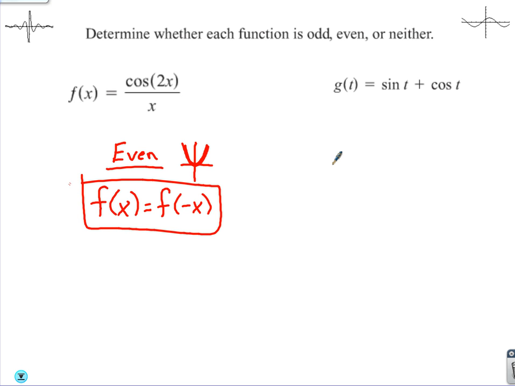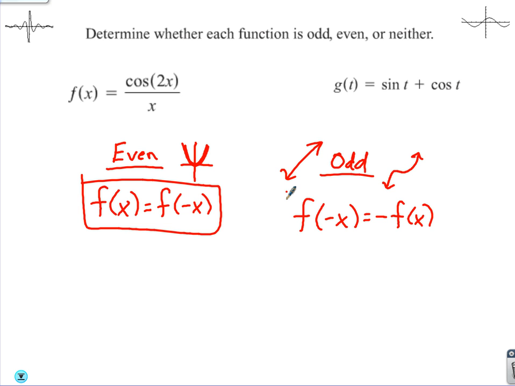Your test for odd functions. And again, an odd function is like x to the third. Or actually, just simply y equals x is an odd function. Odd functions have rotational symmetry around the origin. To test to see if something is an odd function, you would test to see if f of negative x is equal to negative f of x. There's your odd function test.